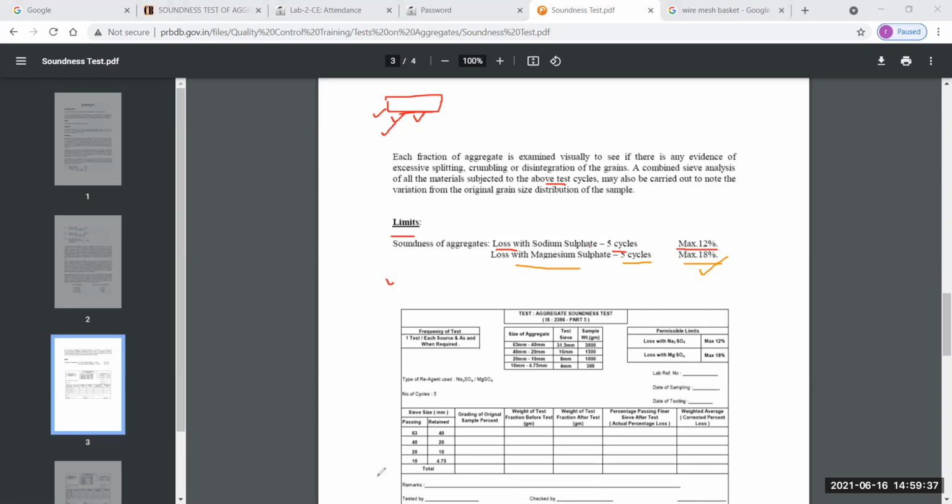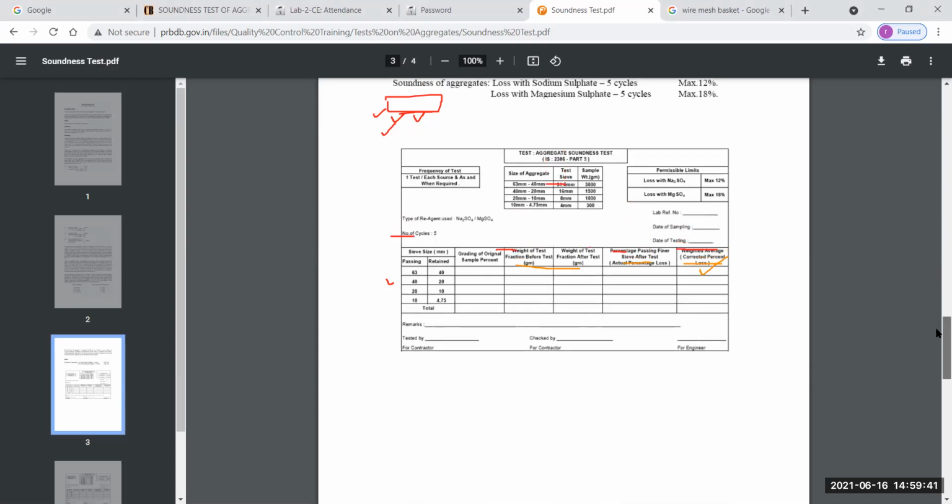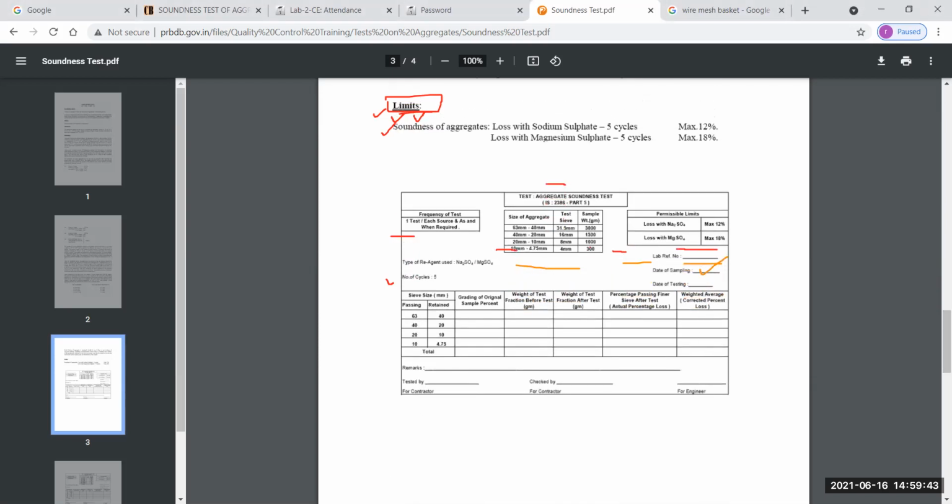So this is basically our table, the table which will be prepared in the lab. Here you see the sieve size in mm: passing 63, retained on 40; passing 40, retained on 20; passing 20, retained on 10; passing 10 mm, retained on 4.75 mm.